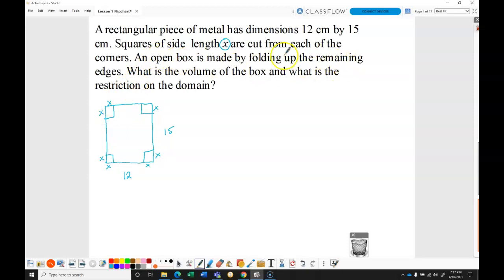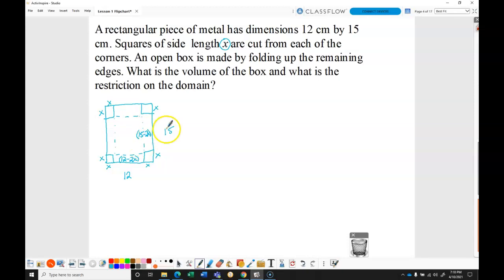Okay, the open box is made by folding the remaining edges. So if I fold along these dotted lines I'm making, you can see that it's actually going to reduce the surface area of my base. Okay, it's no longer going to be a length of 12. This piece is actually now 12 minus 2x's, because it was 12, but we cut off an x here and cut off an x here. And then the whole thing was 15, but we cut off x and cut off x. So this piece is actually 15 minus 2x.